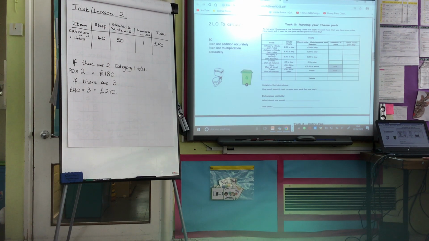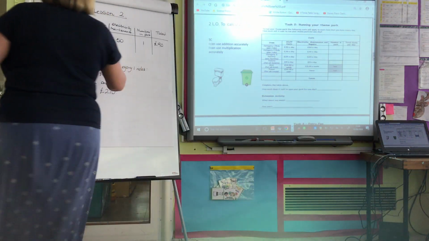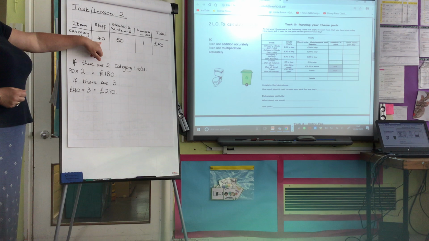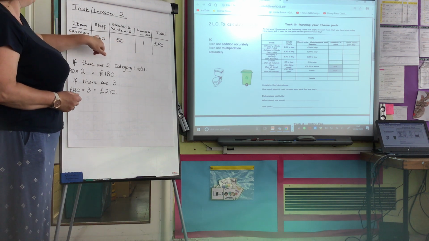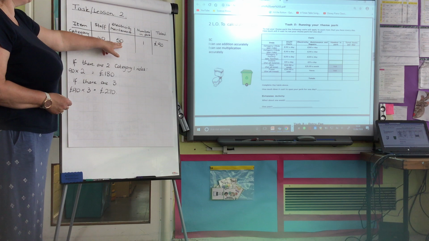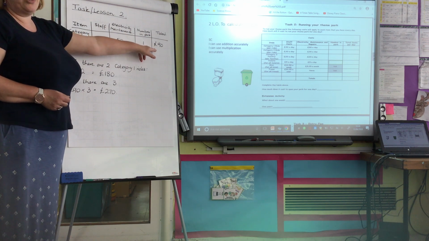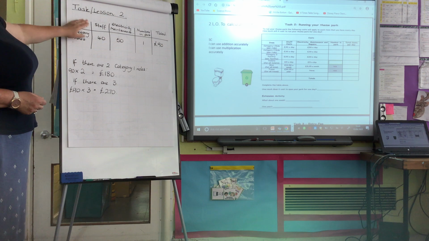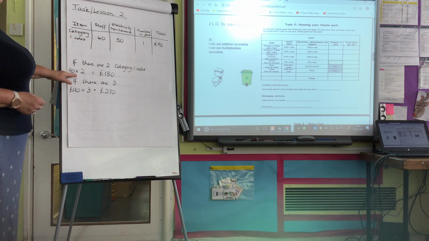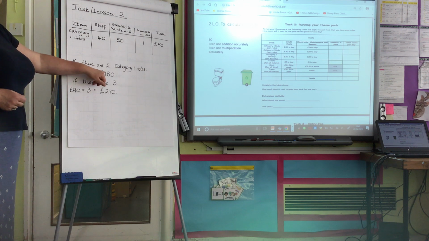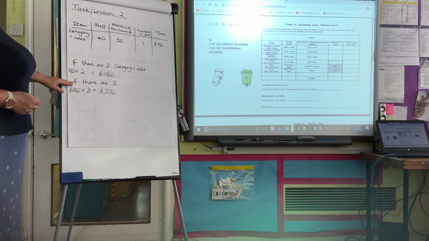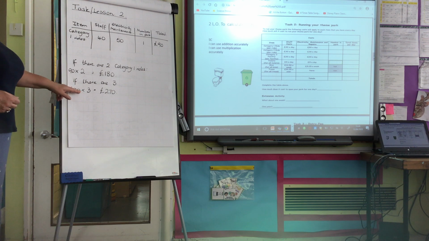To calculate your costs. So, category 1 rides, £40 a day. I've done it on here. So if you've got 1 ride, it's got 40 pounds for staff, £50 for electricity and maintenance, so that will cost you 90. If you've got 2 category 1 rides, that would be 90 times 2, which is 180. If you've got 3 category 1 rides, it will be 90 times 3, which is 270.